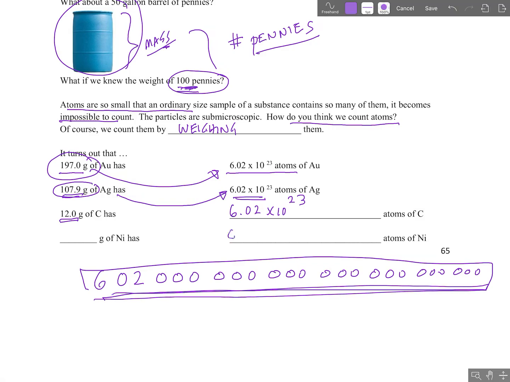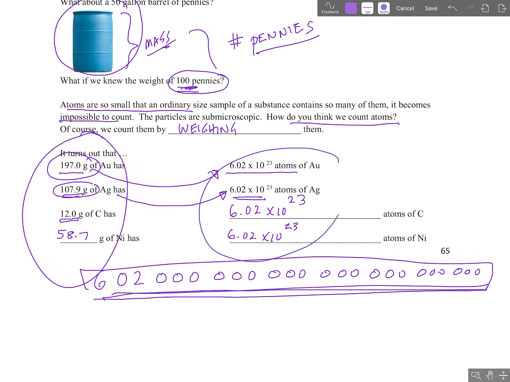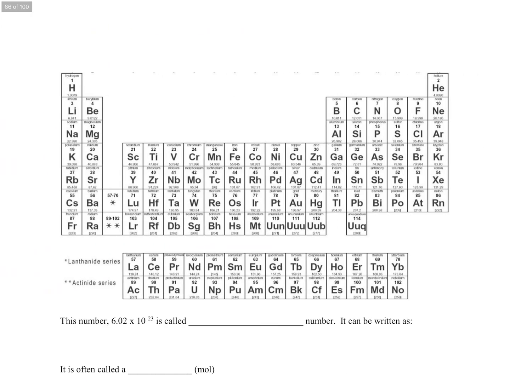If I wanted to get 6.02 times 10 to the 23rd atoms of nickel, I would need about 58.7 grams of nickel. Now, where do you think I'm finding these numbers from? And don't you think this number over here, 6.02 times 10 to the 23rd, is sort of kind of important? Well, let me show you. Let's take a look at the periodic table.